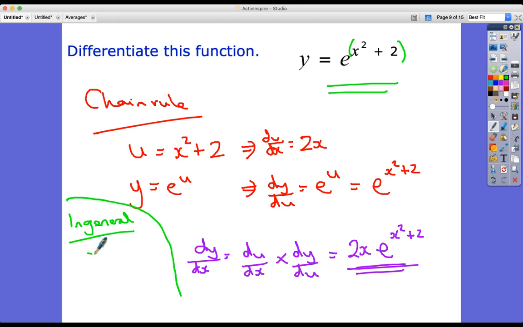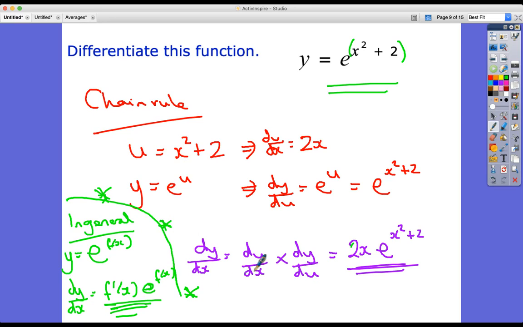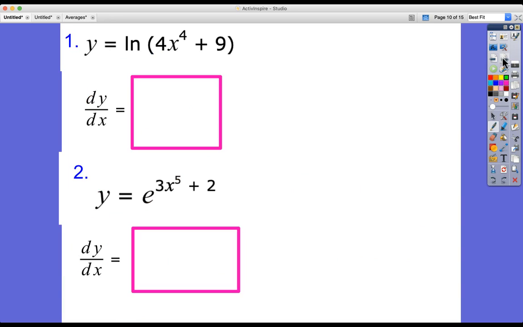In general, if you've got y equals e to the power f of x, then dy by dx equals f dashed x, we've differentiated it here, times e to the power of f of x. Again, could be useful, so for your notes, star it. Could be useful in the future. And it makes sense by the chain rule, doesn't it?